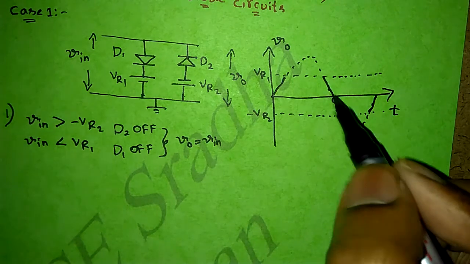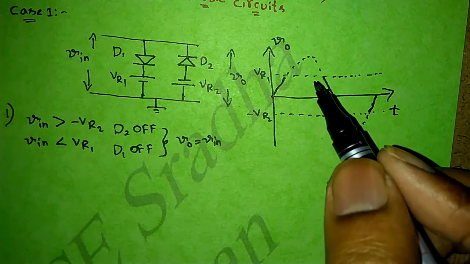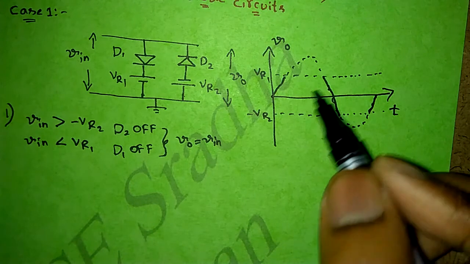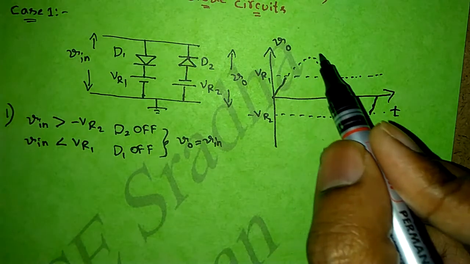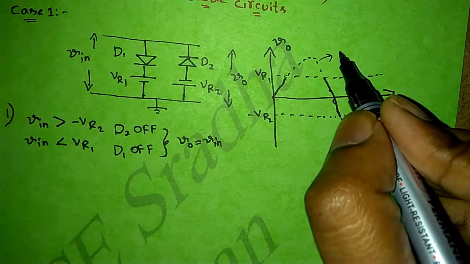So I can join the dotted lines like this. So this thick line indicates the output waveform. Dotted lines are for reference purpose only. The thick line is the actual output. So one condition completed.